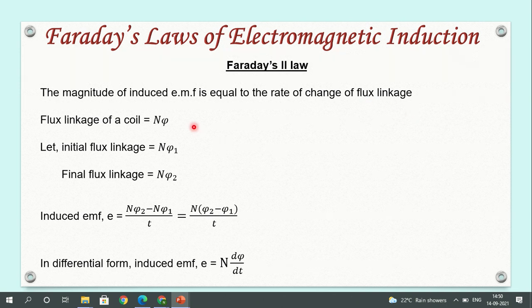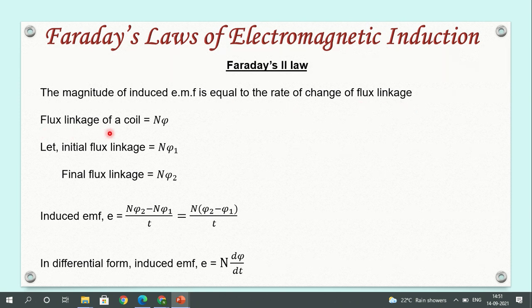The magnitude of EMF being induced in a coil is equal to the rate of change of flux linkage of the coil. Now, what is the term flux linkage? Flux linkage and flux are two different terms.